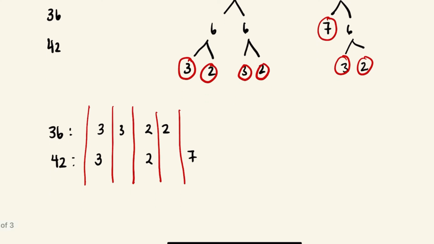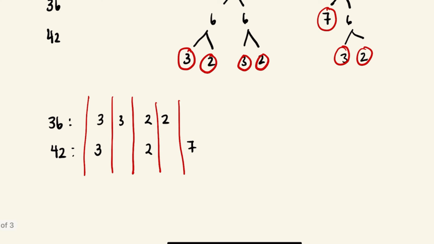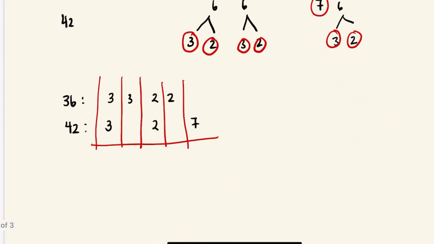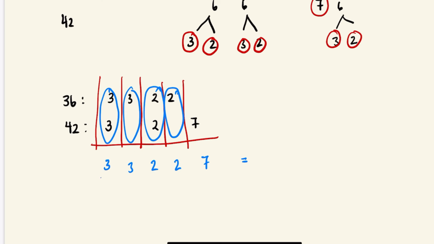Hindi sila magme-mess up. So, when we talk about LCM, ang gagawin natin is i-bring down ko sila lahat. But, only one number in every column. So, ang mangyayari, eto, one number lang yan. So, 3, isa lang, 2, isa, 2, isa, 7. So, imo-multiply mo sila lahat. So, therefore, this is the LCM of 36 and 42.